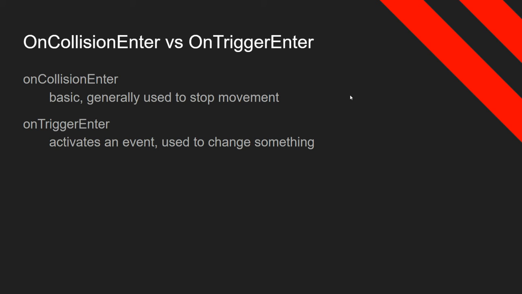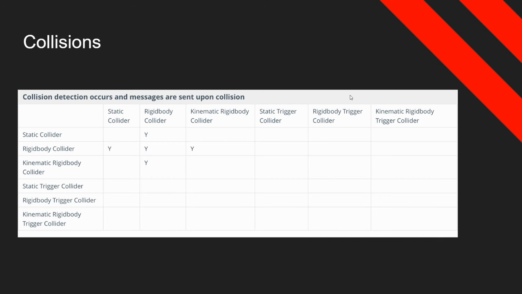So if I have, like, a healing hot spring, I don't want to use on collision enter, because that's going to keep track of just when I enter the healing hot spring. But if I use on trigger enter, then for every frame that I'm in the hot spring, it'll do stuff. I think that is the best way to describe it. I generally use on trigger enter to keep track of power ups and stuff, and then on collision enter to deal with the ground.